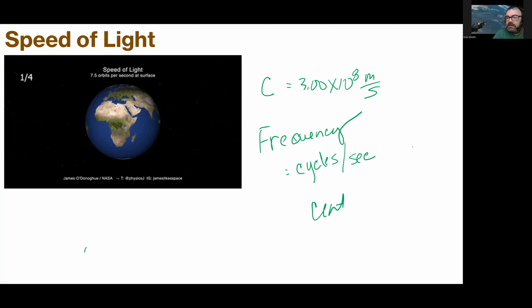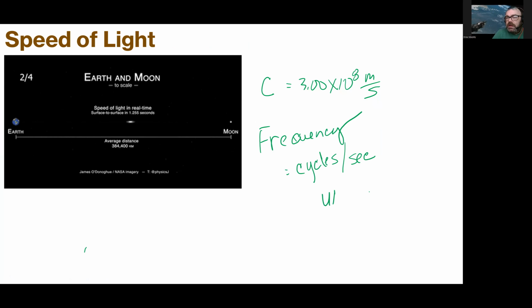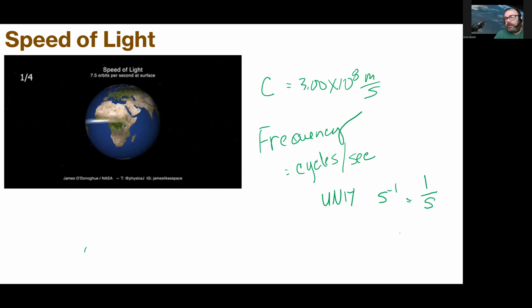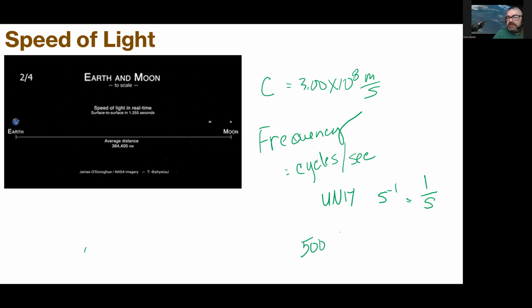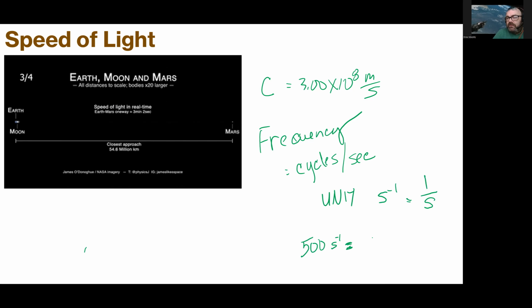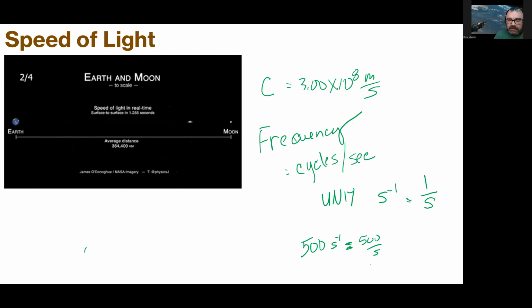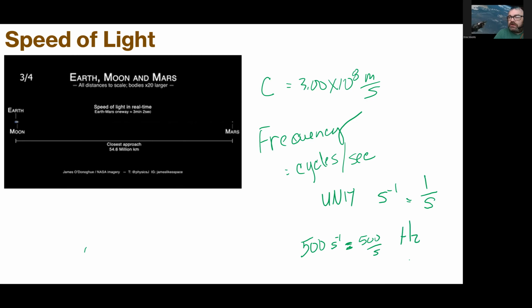This has a unit that looks weird: seconds to the -1, which is the same thing as saying 1 over seconds. So if we said something has a frequency of 500 seconds to the -1, this is the same thing as saying 500 over seconds. It's weird. It's saying 500 things go by in a second. Sometimes you see this represented in hertz. Hertz is the same thing as an inverse second.